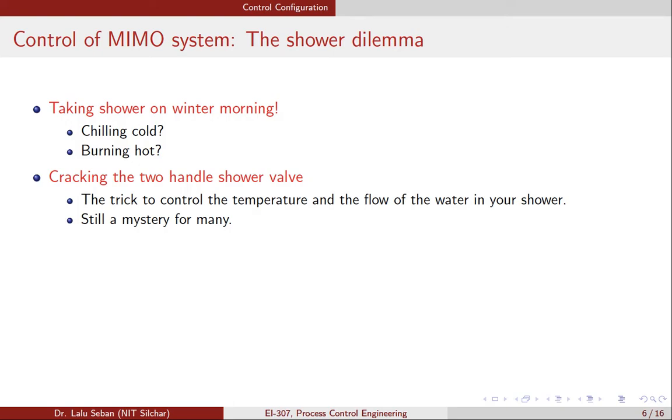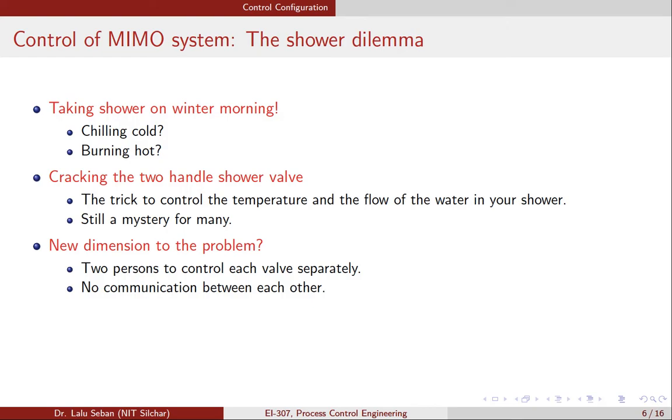Now, let's crack the two-handle shower valve. Conventionally we had the two-handle shower valve. You may remember that in most Indian buildings we still have these two-handle shower valves. One handle adjusts the hot water flow rate and the other handle adjusts the cold water flow rate, and it's a trick to control the temperature and flow of the water in your shower. Many of us still find it difficult to get the right temperature and flow rate. So it's still a mystery.